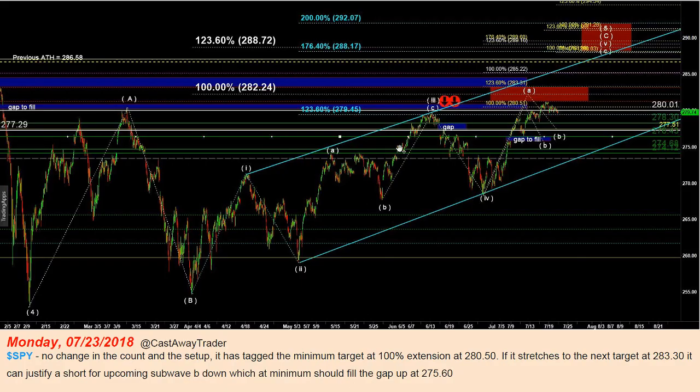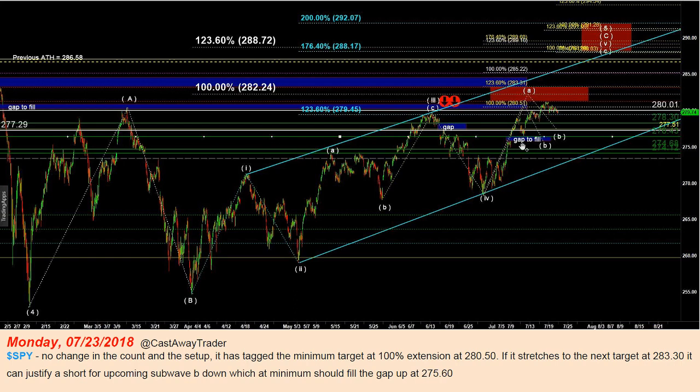And nothing happened over the weekend, and on Monday I made another post, so no change in the count and the setup. It has tagged the minimum target of 100 extension. If it stretches to the next target of 283.30, it can justify a short for upcoming subwave B down. I meant that B down scenario.